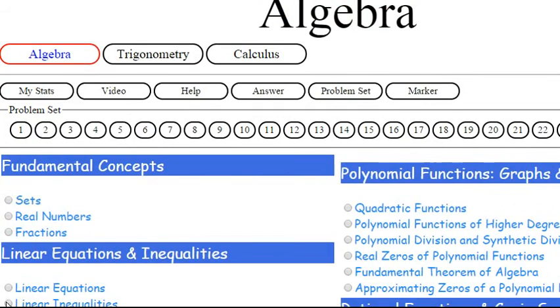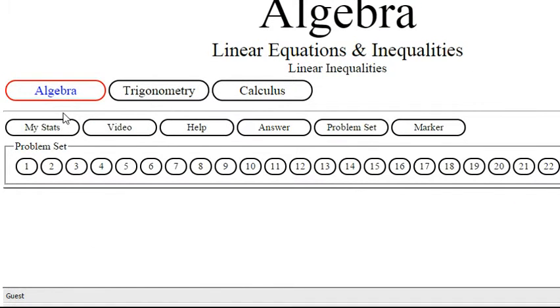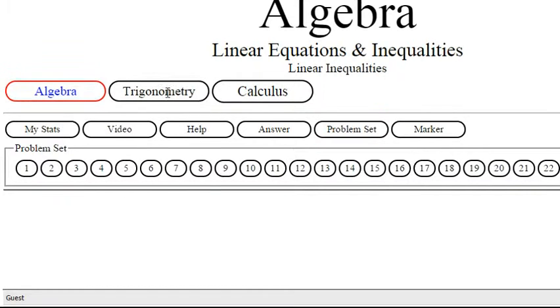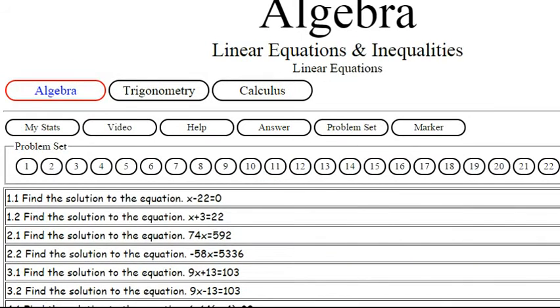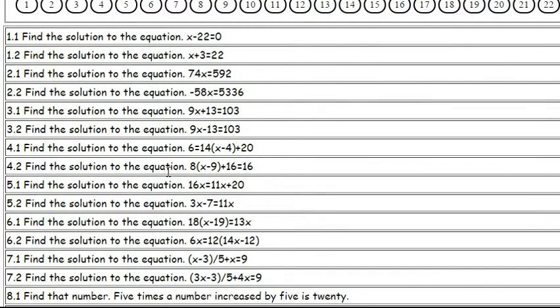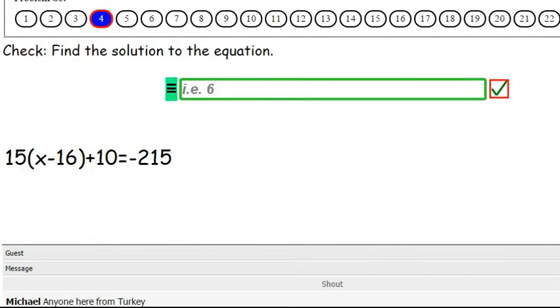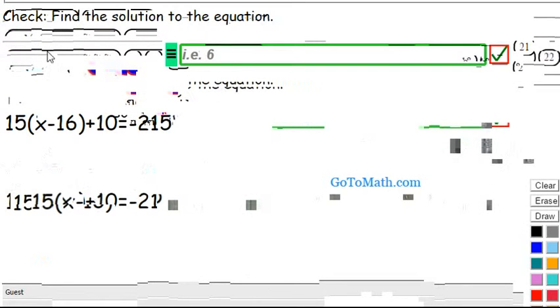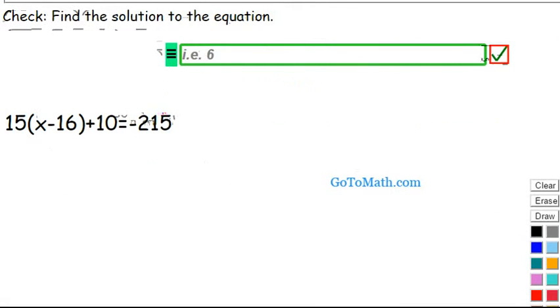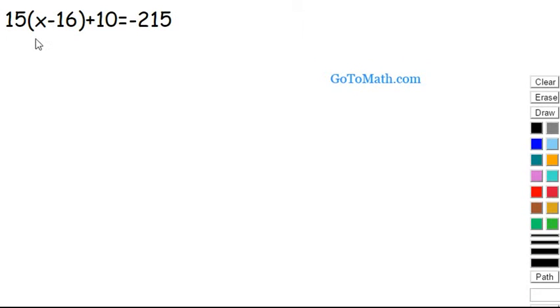We're over here at GoToMath.com. Click on the algebra. Go down to linear equations. We're doing 4.2. Click on that right there. And of course you can always click on these buttons if you want to bring the problem up. We got options. Find the solution to the equation. And that's what we're going to do.